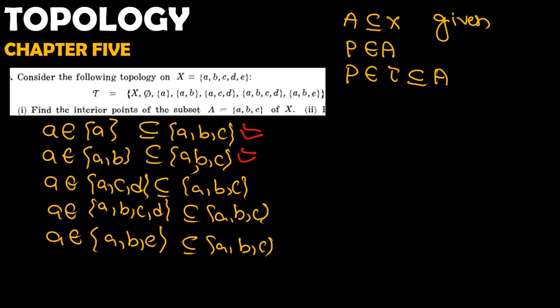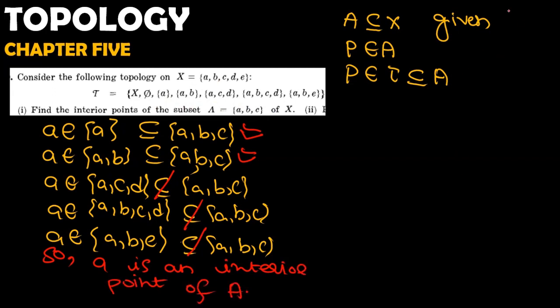But the second thing is ACD is not a subset of ABC. Similarly, ABCD is not a subset of ABC. Similarly, ABE is not a subset of ABC. So as I find two open subsets which are subsets of A, A is an interior point of A.